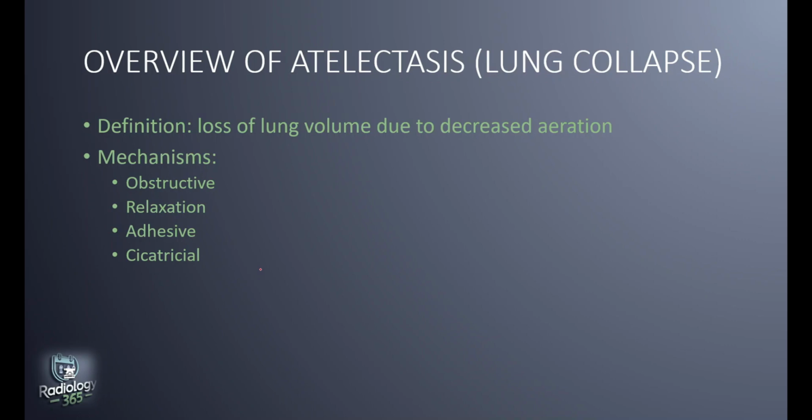Right. The main mechanisms of atelectasis include obstructive, relaxation, adhesive, and cicatricial. So obstructive atelectasis occurs when alveolar gas is absorbed by blood circulating through alveolar capillaries, but is not replaced by inspired air because there's some bronchial obstruction.